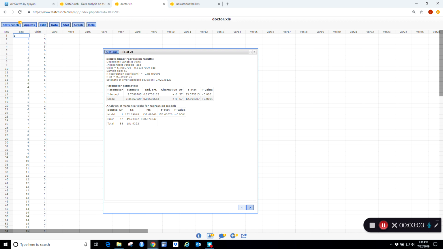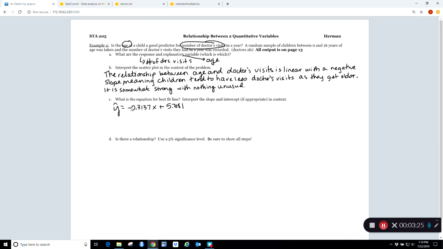So my slope is negative 0.3137, and my intercept is 5.7081. So then my equation will just look like that.